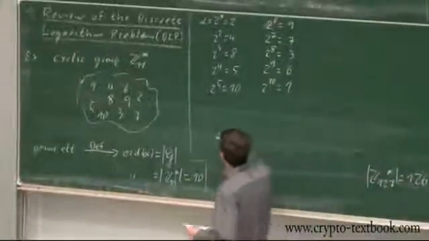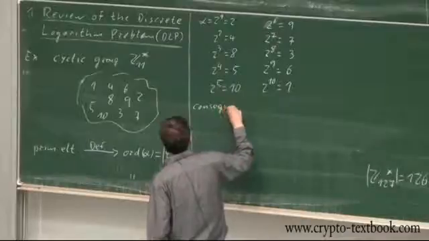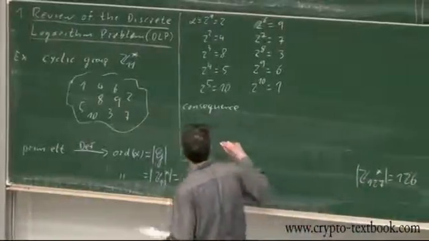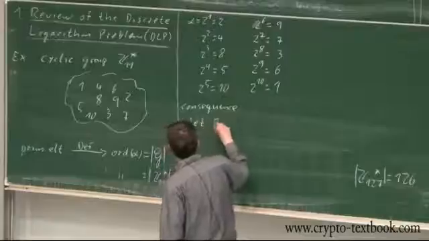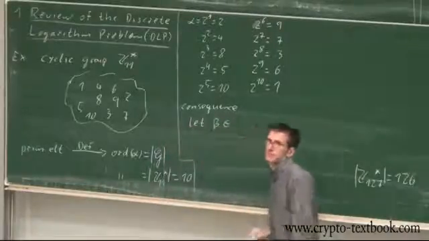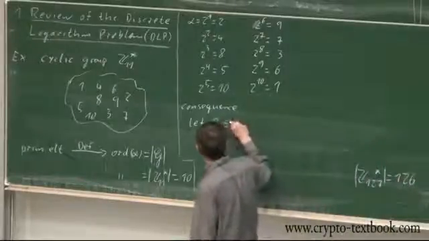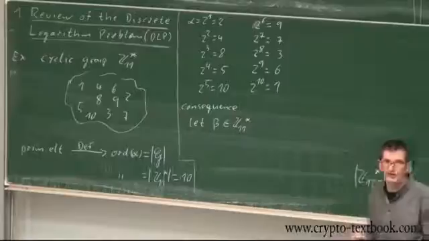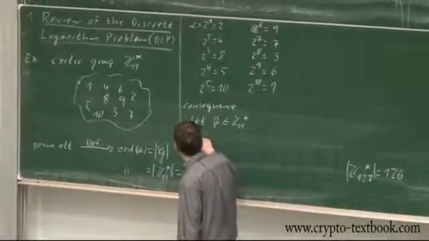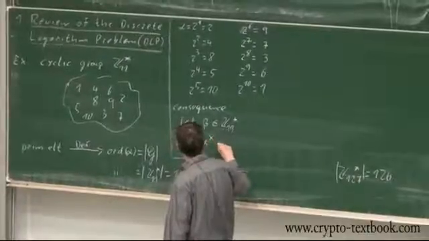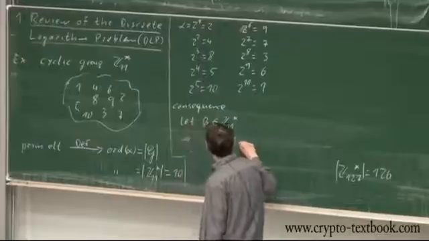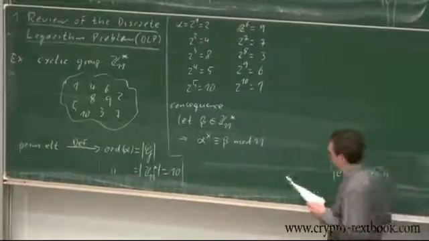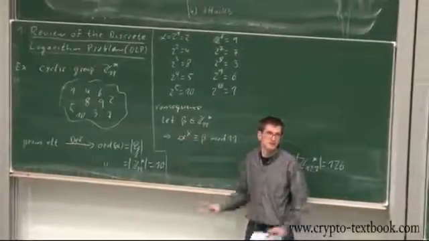Okay, so one important consequence is now, if you pick any element beta in the group, what we know for sure is that this element beta can be expressed as alpha to the x modulo 11. Okay? This is clear.